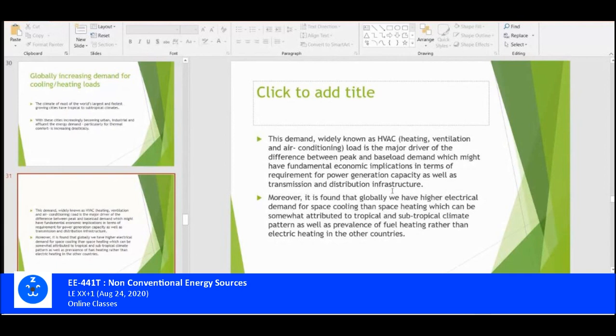So there is a huge bandwidth, you can say, between the peak and the base load of the chronological load curve, and there is a huge gap between the peak and base load demand. Moreover, it is found that globally we have higher electrical demand for space cooling than space heating, which can be somewhat attributed to tropical and subtropical climate, as we all have seen.